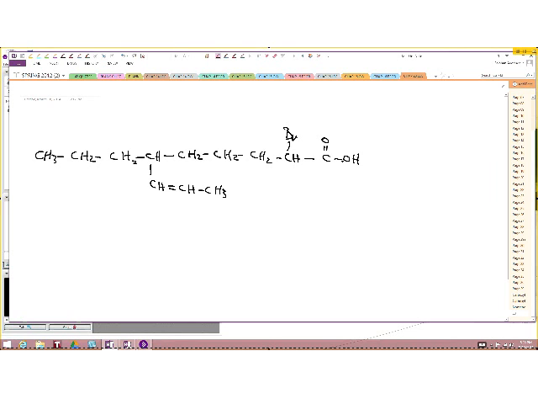Okay, what is the longest carbon chain here? Okay, by the way, this is bromine. Okay, so we have the longest carbon chain. This would be 1, 2, 3, 4, 5, 6, 7, 8, and 9.